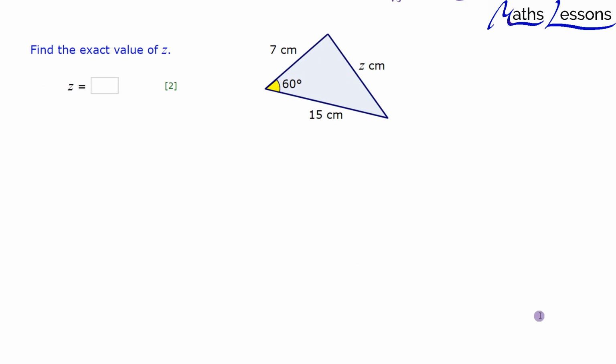Right, how about this question? Give you 2 minutes to have a go at this one. Notice it says the exact value.